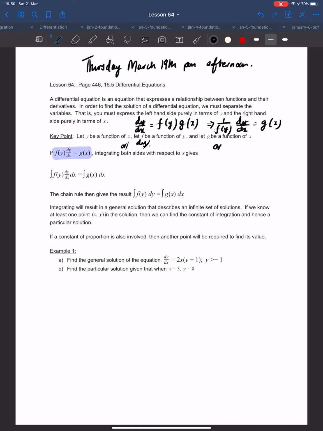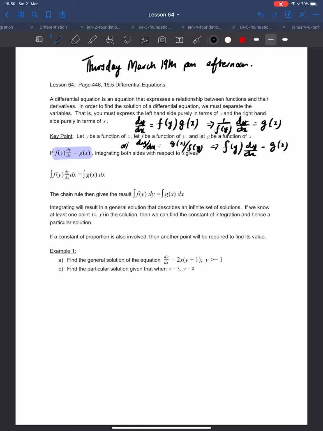Or if you've got dy by dx is g of x divided by f of y, we can have f of y dy by dx equals g of x. So you either divide or multiply by the f of y, depending where it is, whether it's in the numerator or a denominator on the right hand side.